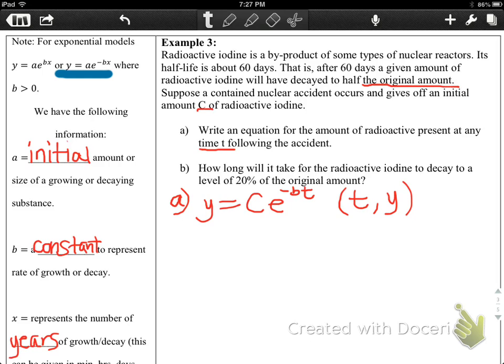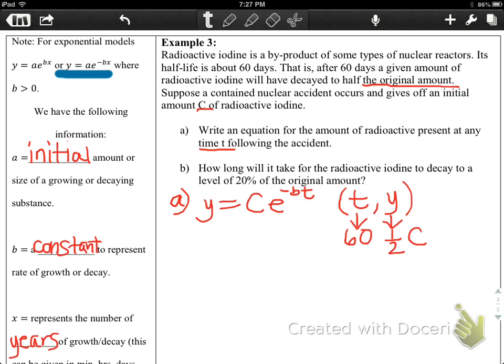So what they gave us is that at 60 days, so at time T equals 60, a given amount will have decayed to half of the original amount, or the initial amount. To represent that, T will be represented with 60. Y is going to be represented by 1/2 times C, because it's 1/2 the original amount, and that's what I omitted, which is very, very important. And so I wanted to go back over this to make sure you understood exactly what's going on. So Y is 1/2 of your original amount.